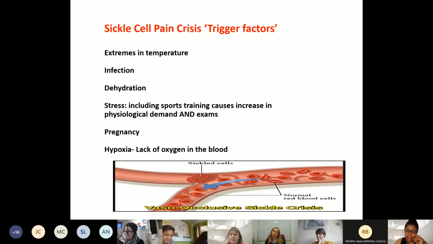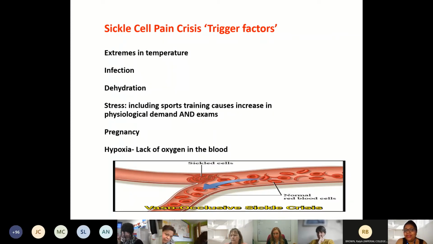Okay, so another trigger factor is something as simple as exams, school exams. We tend to see a lot of children with sickle pain around exam time, especially university students.